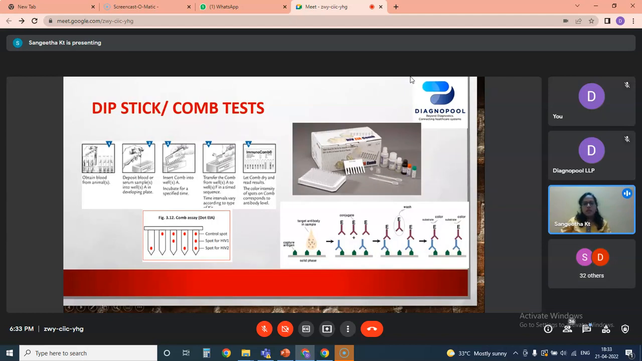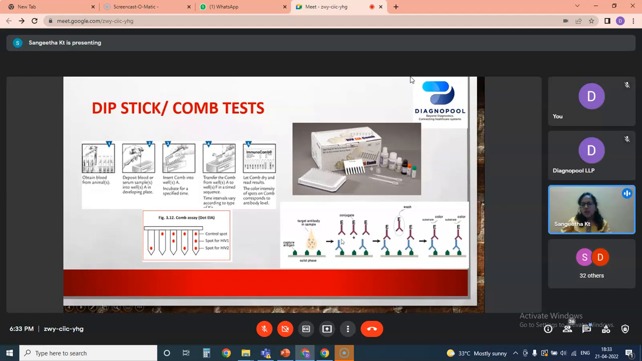So here we have, as the name suggests, a comb. It has a comb-like structure with some projections. So on these projections, we have the HIV antigens embedded, HIV 1 antigen and the HIV 2 antigen. So the HIV comb is dipped in the various wells, nearly 6 wells are there. In each well, it's kind of an enzyme immunoassay. So here you can see the antigens which are embedded. And when you add the sample, the antibodies bind to the antigen on the comb.